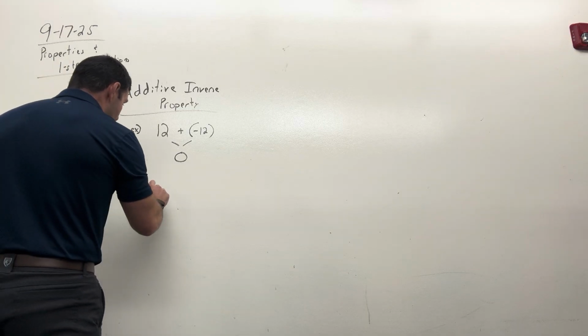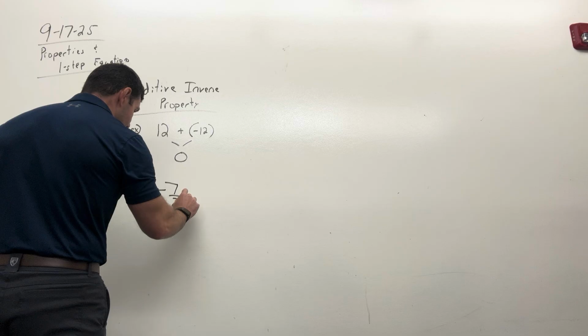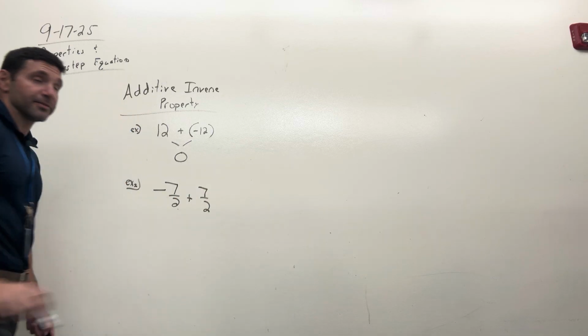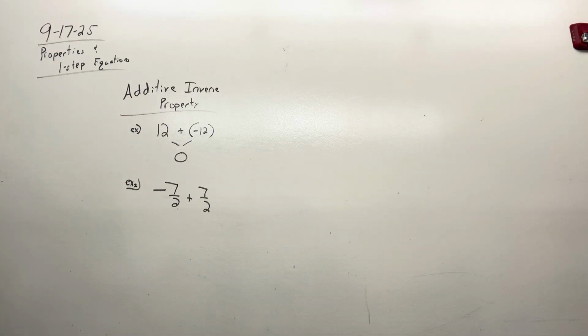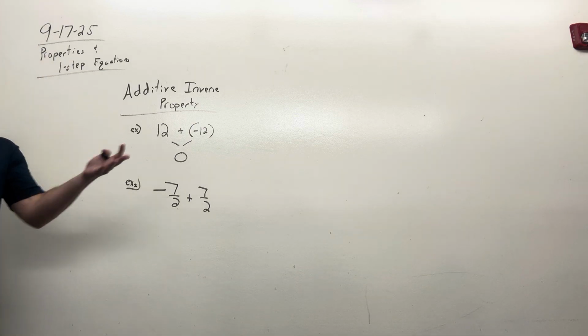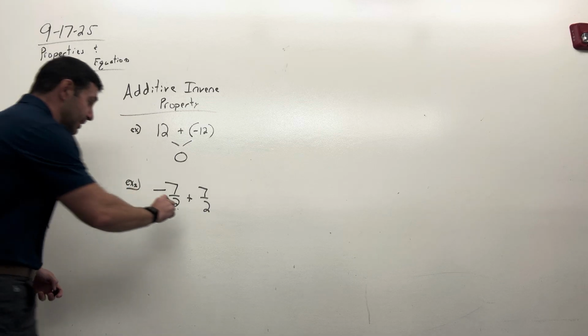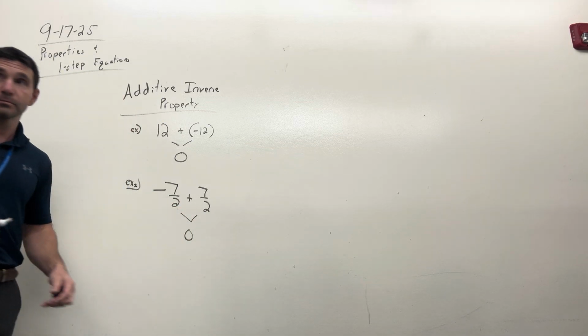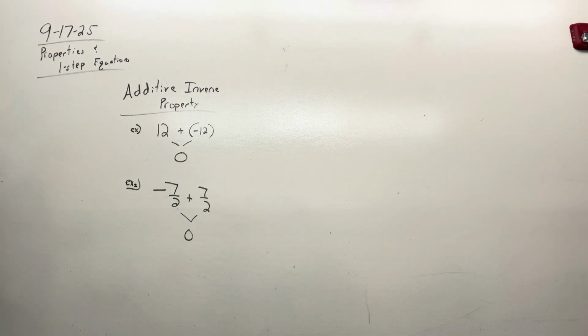When I add opposites, negative 7 halves plus 7 halves. It doesn't matter if it's a fraction. It doesn't matter whether it's a whole number. It doesn't matter. Okay? Rational, irrational. If I add the opposites, they will always equal 0. Okay? Everybody with me there? Have I lost anybody?